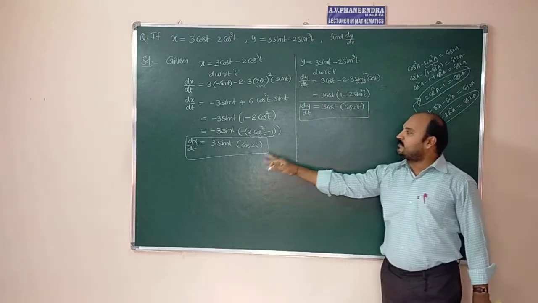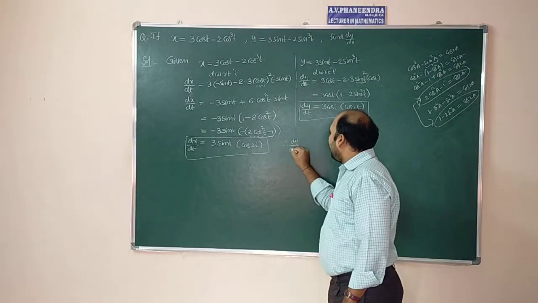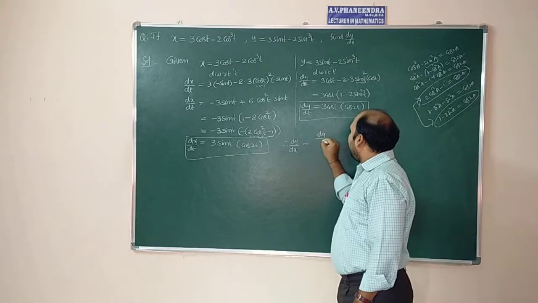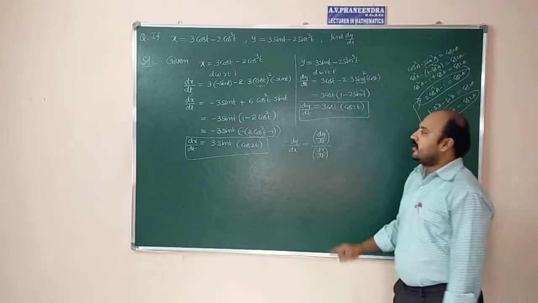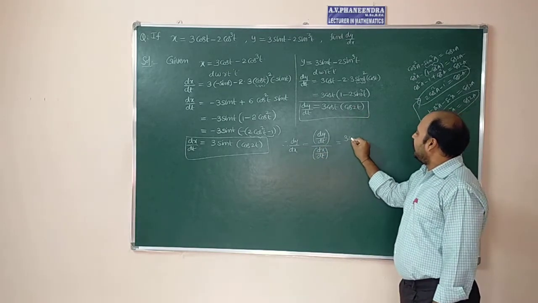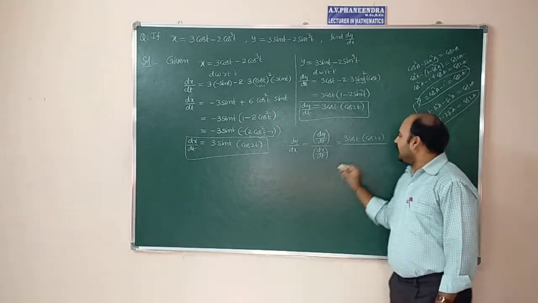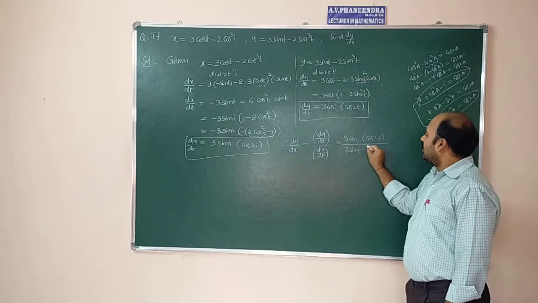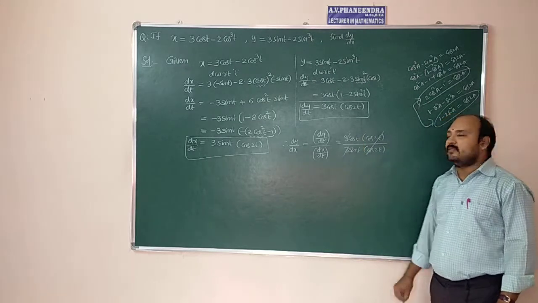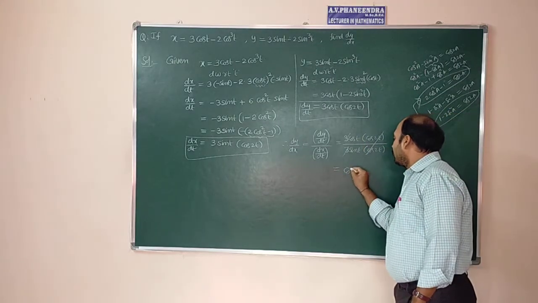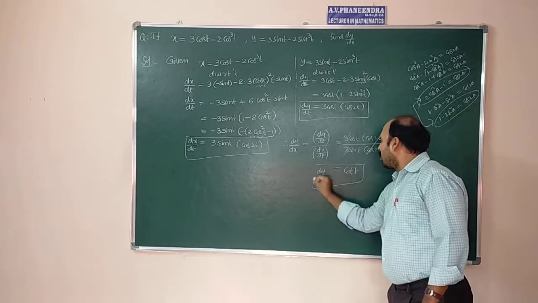After getting the values of dx by dt and dy by dt, write the formula for dy by dx. Therefore, dy by dx is equal to dy by dt divided by dx by dt, which is equal to 3 cos t into cos 2t divided by 3 sin t into cos 2t. Cos 2t and 3 get cancelled. Cos t by sin t is equal to cot t. Therefore, dy by dx is equal to cot t.